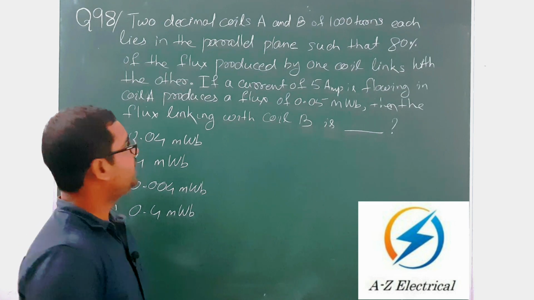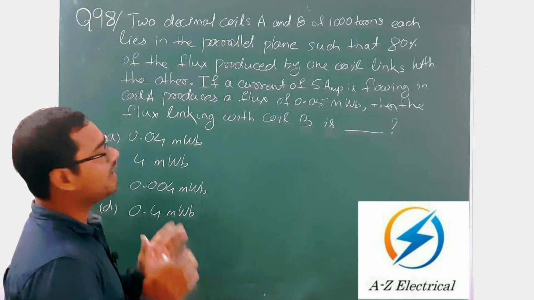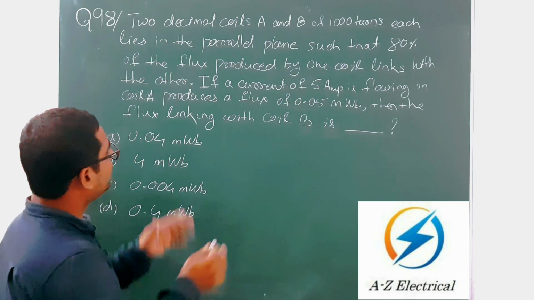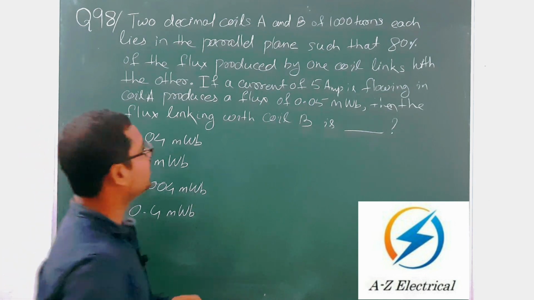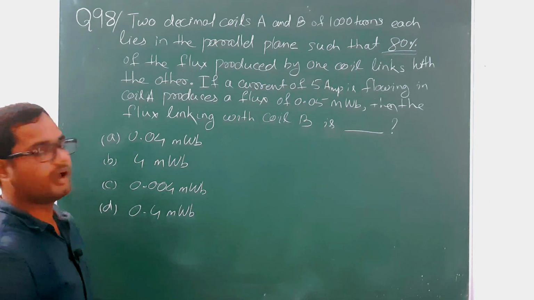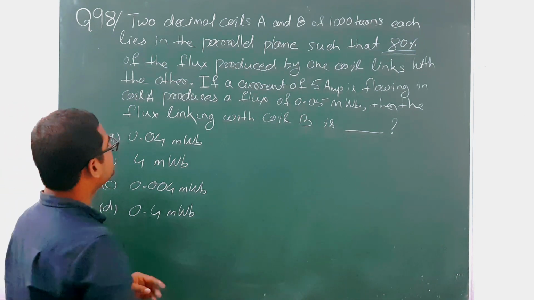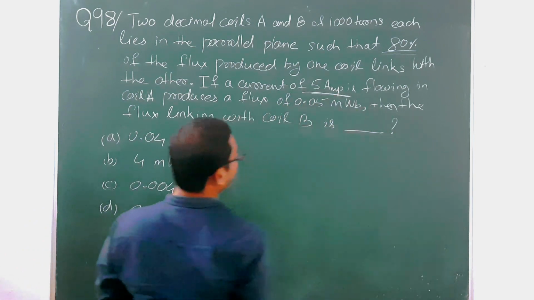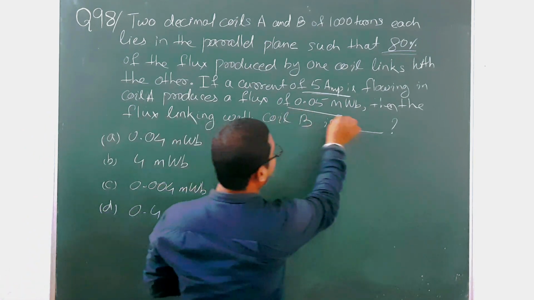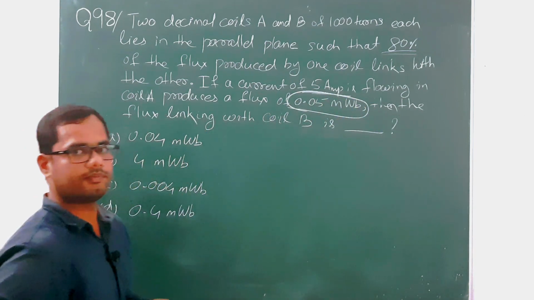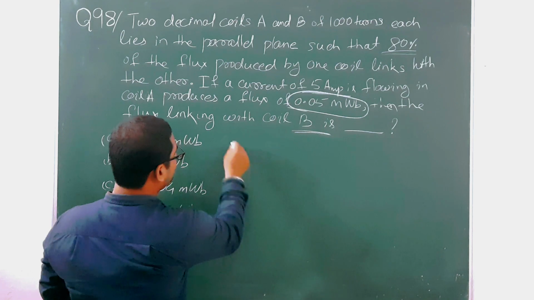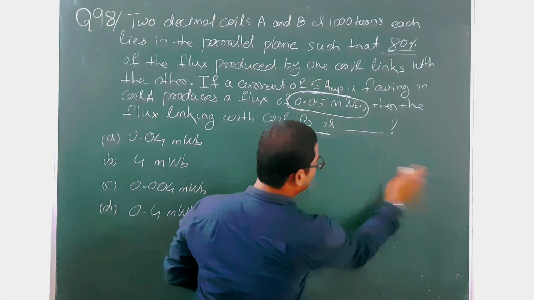Okay. Question number 98. Two coils A and B of 1000 turns are connected in parallel in such a way that 80% of the flux produced by one coil links with the other. The question is, if a current of 5 ampere flows in coil A and it produces a flux of 0.05 milliweber, then what is the flux produced in coil B? So two coils are in parallel, so let me draw the coil.